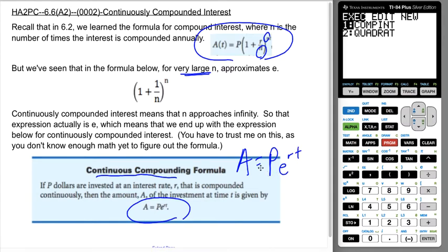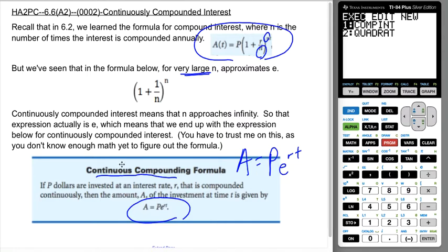P is still the principal, meaning the starting amount. A is the amount at time t. r is still the rate at which interest is compounded. The difference is that we don't need that n because, in this situation, continuously compounded interest means n is approaching an infinite value. So we're going to use A equals PERT. It's P e to the rt, but I always remember it as PERT.